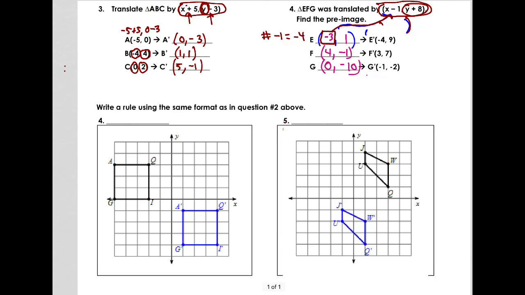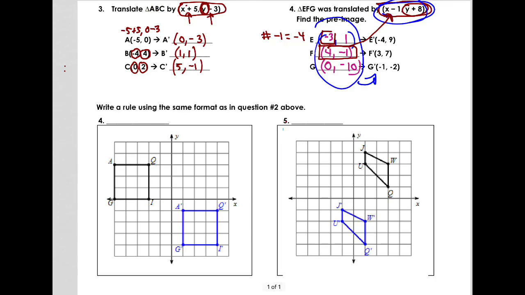One thing you can do is just now look at the original rule that's supposed to get you from the pre-image, these here, to these. Look at this rule up here and now see if it works for the coordinates you just created. So now I'm just going to look at F just to check one of them. So looking at F, this one here, 4, negative 1.